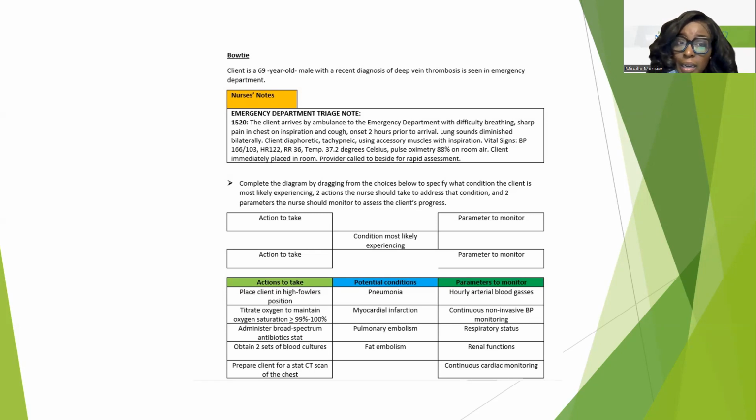Am I going to place the client in a high Fowler's position? Am I going to titrate oxygen to maintain the O2 sat between 99 and 100? Am I going to administer broad spectrum antibiotics? And am I going to obtain 2 sets of blood cultures, or am I going to prepare the client for a stat CT of the chest?